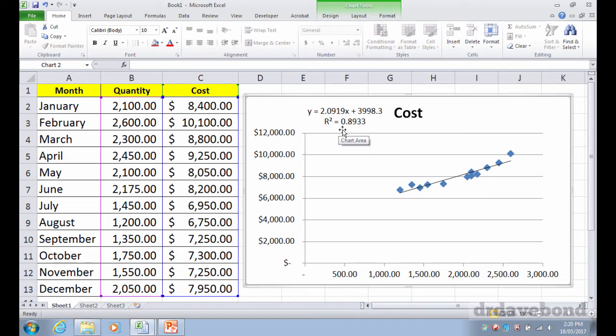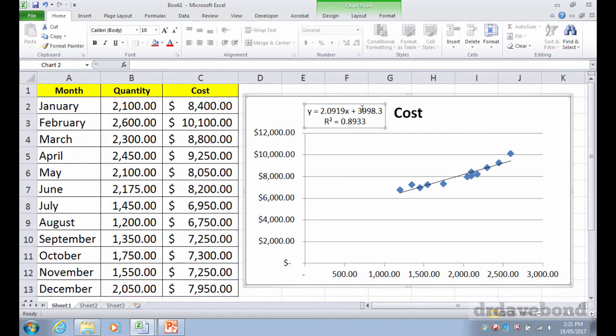What the R squared tells us is how good a fit it is. An R squared of 1 is a perfect fit. An R squared of 0 is, it's got nothing to do with anything. An R squared of 0.89 is awesome. Like you can basically say, we know what's going to happen based on this.